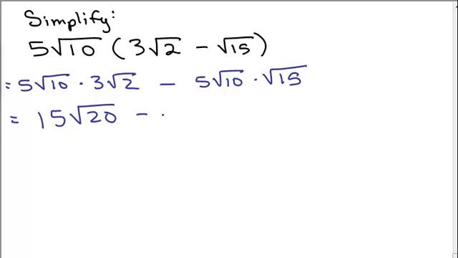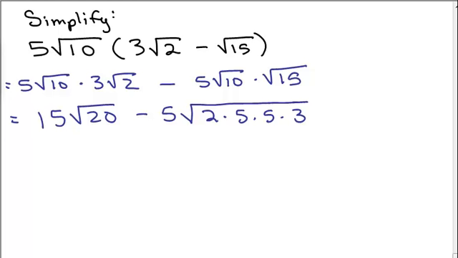And then over here, I just have a 5 on the outside, and I have 10 times 15, which is 150. You could leave it like that, but this one is a little bit bigger number, so I'm going to write it in factored form, because 5 is a factor of both 10 and 15. So I'm going to write this as 2 times 5 times 3. Then it's sort of easy to see what the perfect square under that square root is.